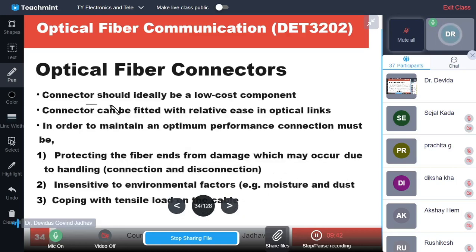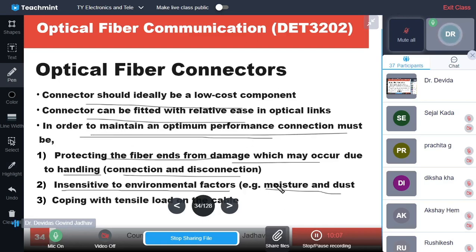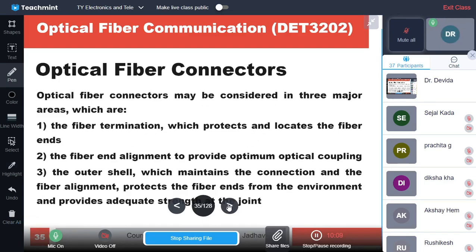Then the connector should ideally be a low cost component. The connector can be fitted with relative ease. In order to maintain optimum performance, it should protect the fiber ends from damage in handling the connection and disconnection. It should be insensitive to environmental factors, moisture and dust, and cope with tensile load also. These three requirements are there to maintain the optimum performance of the connectors.